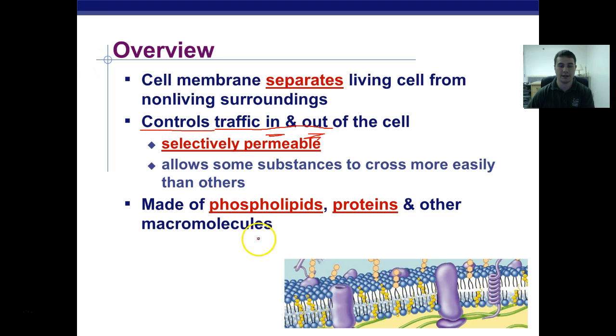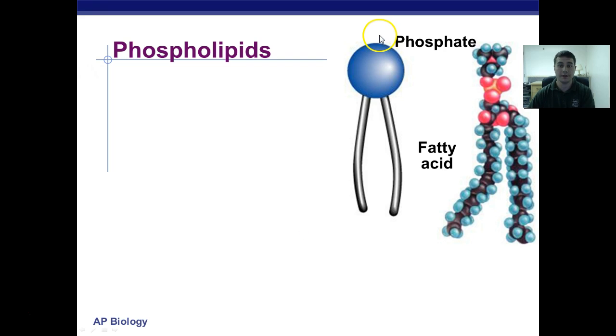Now the membrane itself is made of things called phospholipids, as well as proteins and other macromolecules. We'll talk about phospholipids, what they are and what a protein is, but these macromolecules really just means large molecules. And I mean large in comparison to phospholipids and cellular materials, not large the way we think of large. Now these are the phospholipids that I was talking about.